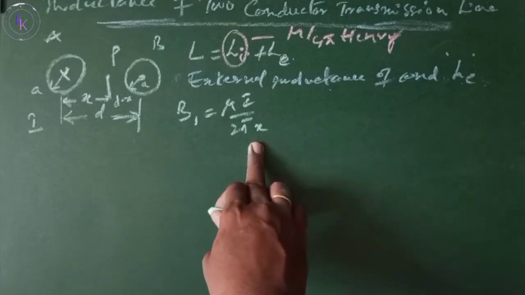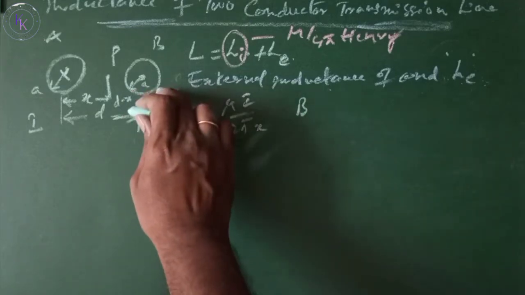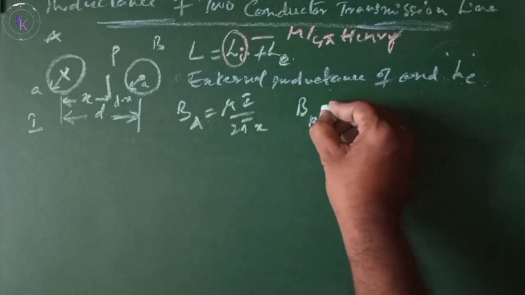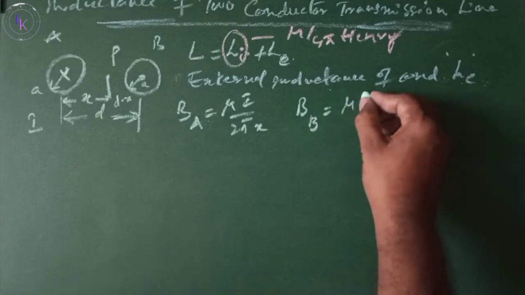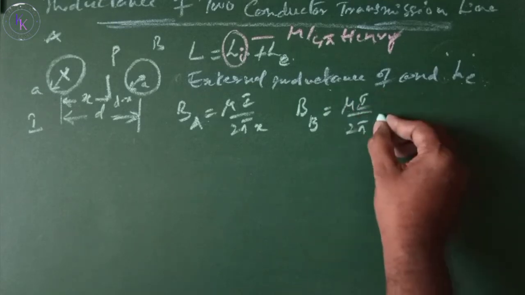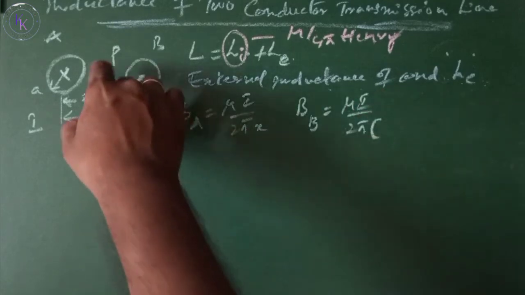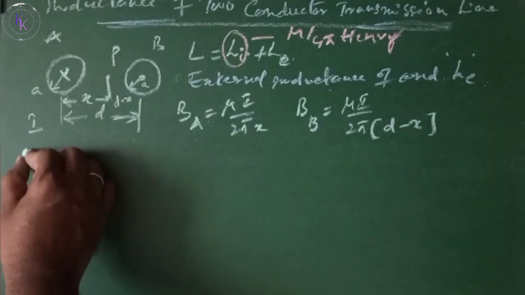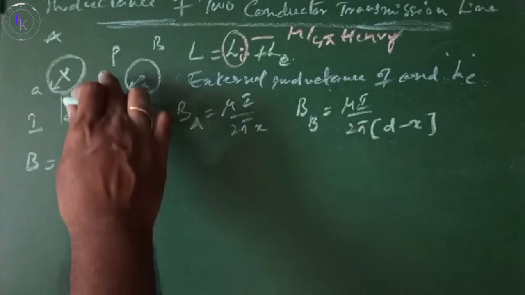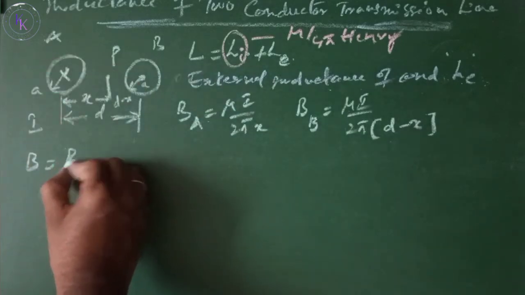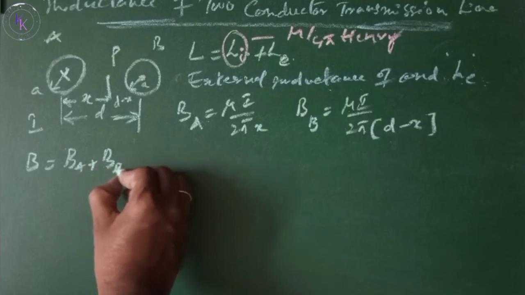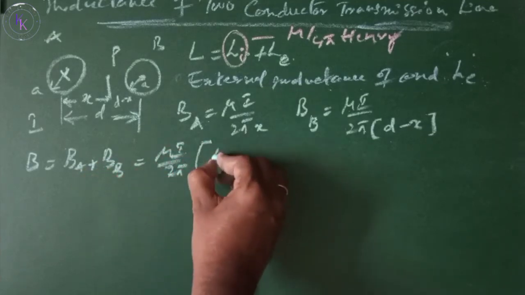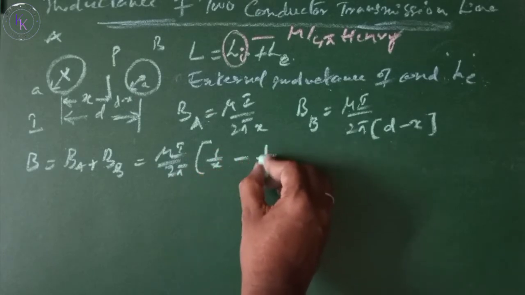Please go through it. The flux density due to conductor A, let this be BA, and this is due to conductor B, BB. That is given by mu I divided by 2 pi, and the distance between conductor B and P is d minus x. The total flux density due to conductor A and B at point P is given by B equals BA plus BB. That equals mu I divided by 2 pi, which is the common term, times 1 by x minus 1 by d minus x.